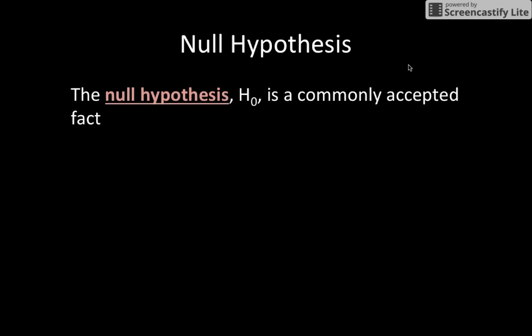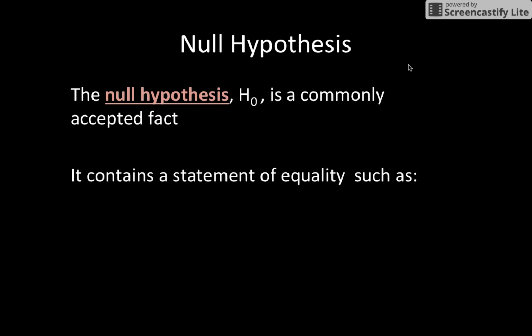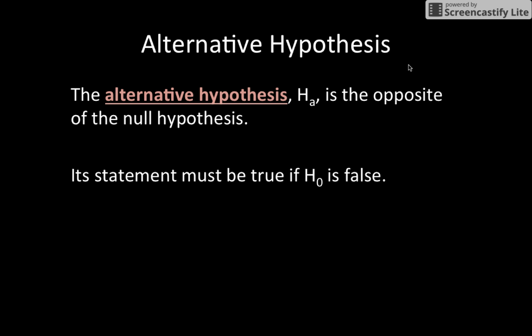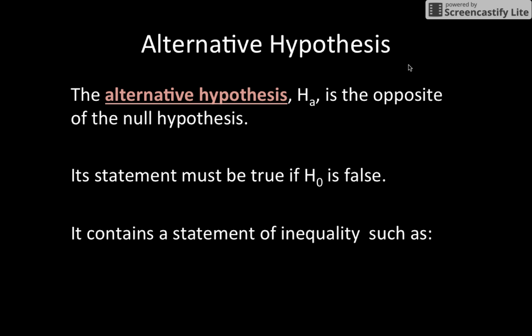The null hypothesis, H sub 0, is a commonly accepted fact. It contains a statement of equality, such as less than or equal to, or greater than or equal to. The alternative hypothesis, H sub A, is the opposite of the null hypothesis. Its statement must be true if H sub 0 is false. It contains a statement of inequality such as less than, not equal to, or greater than.